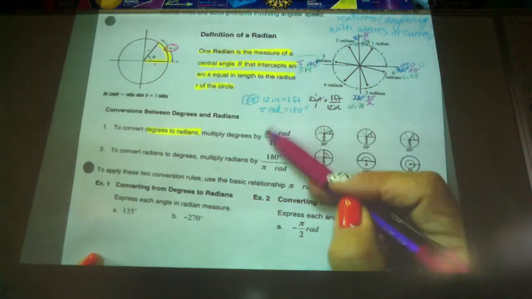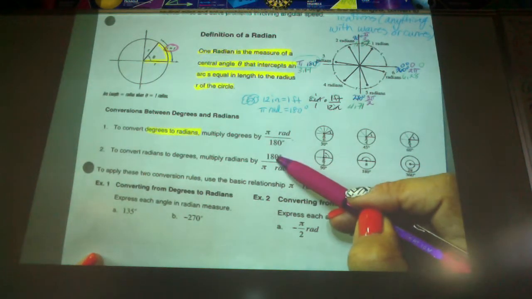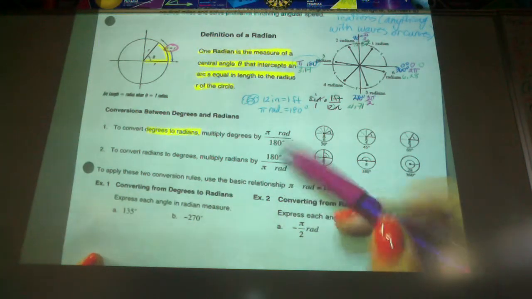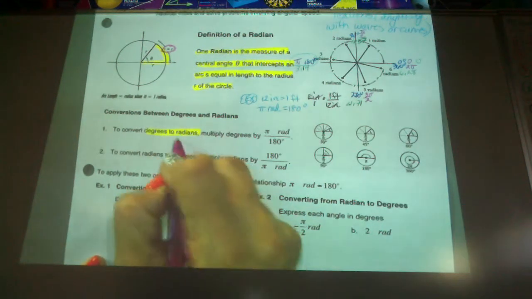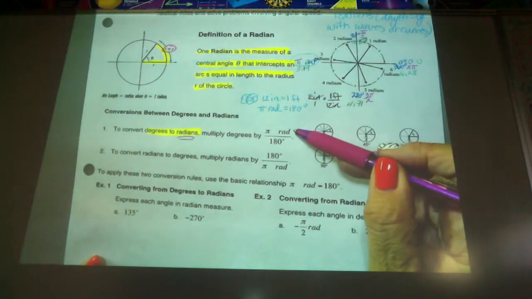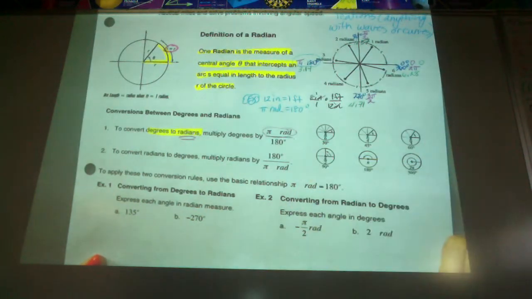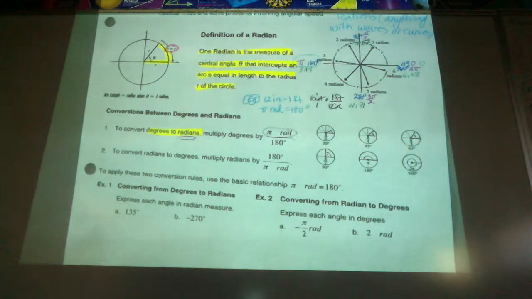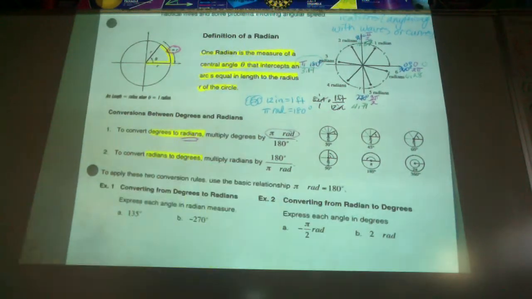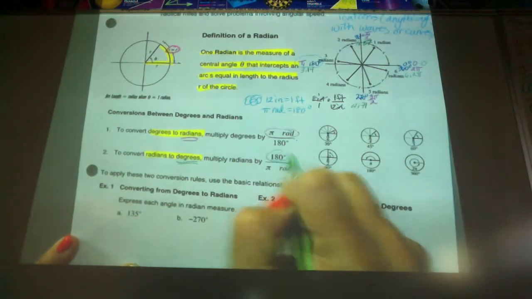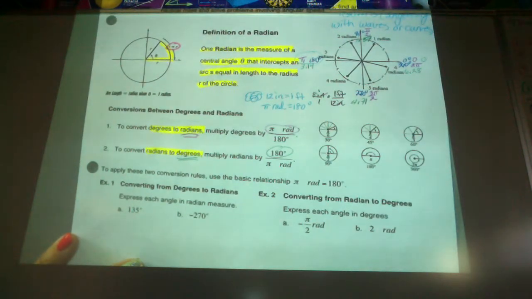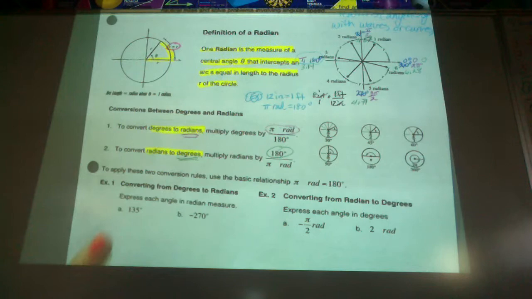Sometimes we're going to put pi radians up top and the degrees in the bottom, and sometimes we're going to reverse that. If I want to go from degrees to radians, don't I want radians up top? If I want to go from radians to degrees, then I want degrees up top. So here's just some typical conversions.